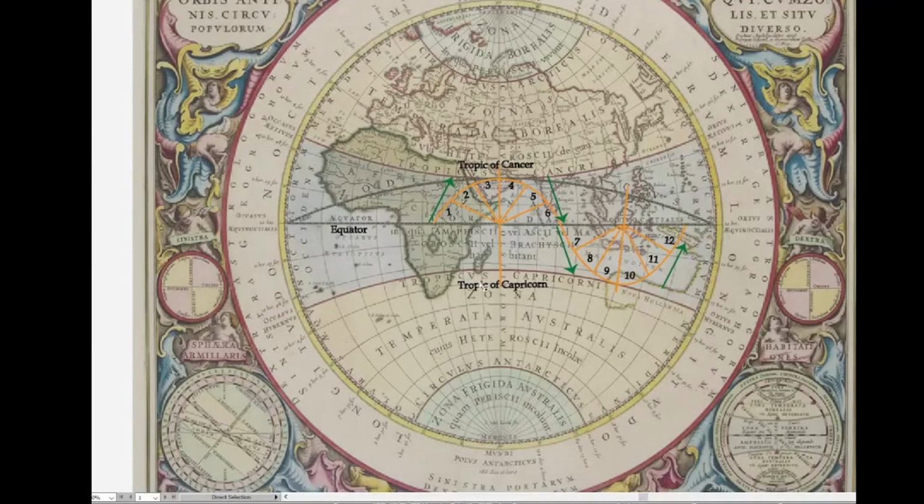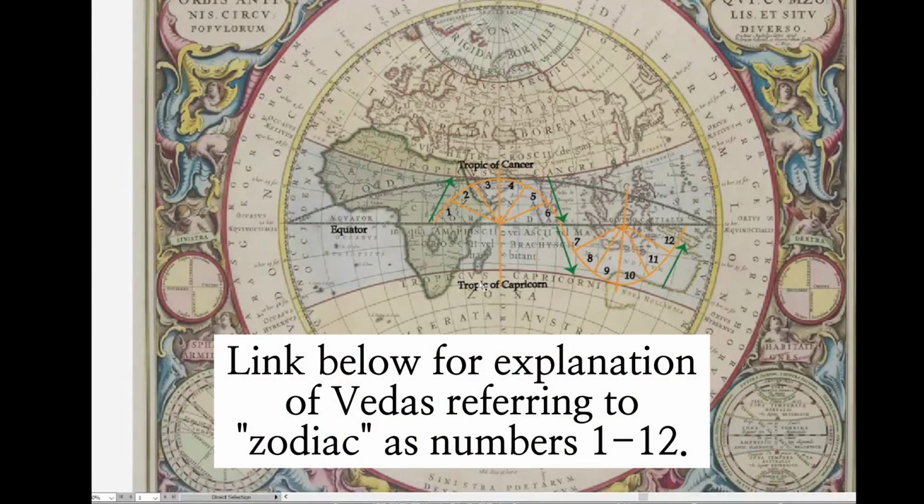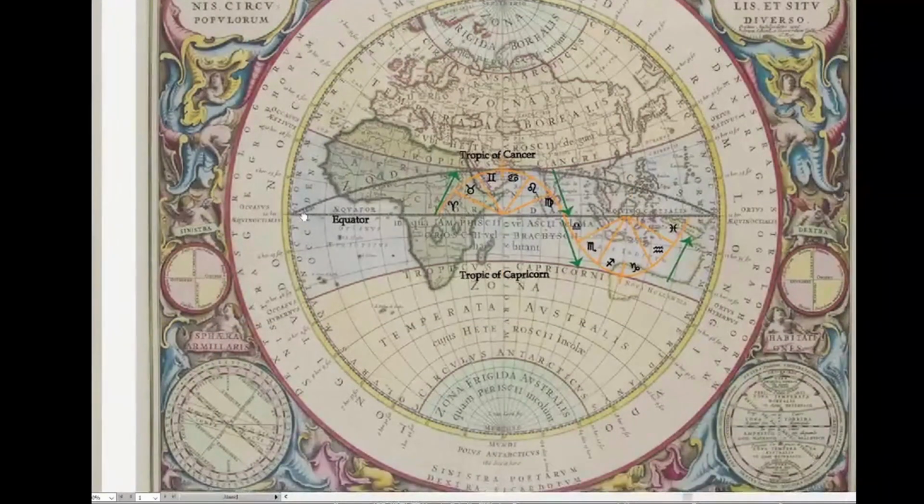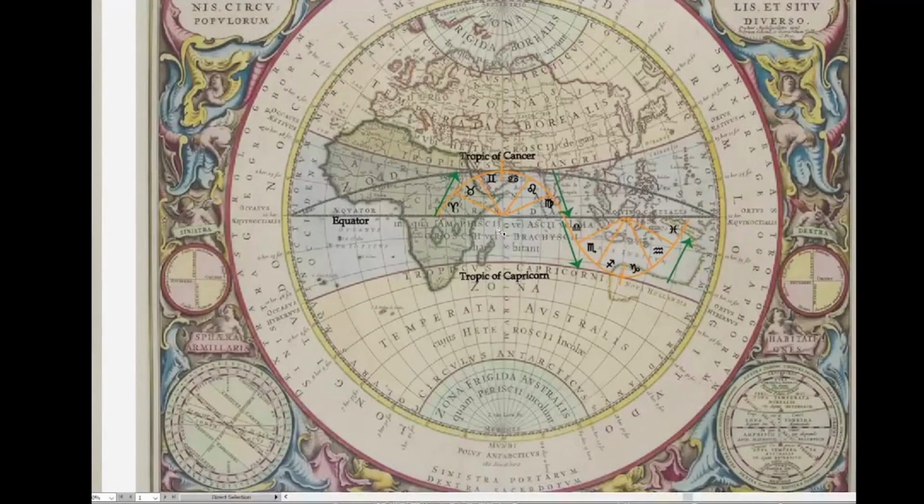So the signs of the zodiac, the Vedas refer to them with numbers 1 through 12. I'm a Pisces, so basically I'm a 12. If you're a Leo, you're a 5. Okay, so we can also look at them. This is the same thing. I just replaced the numbers with the glyphs for each sign.